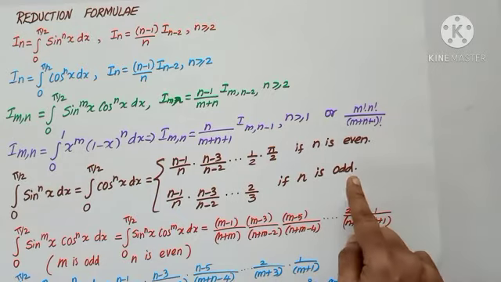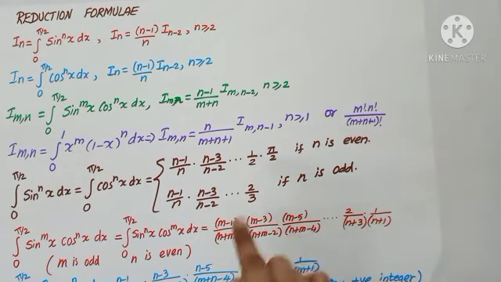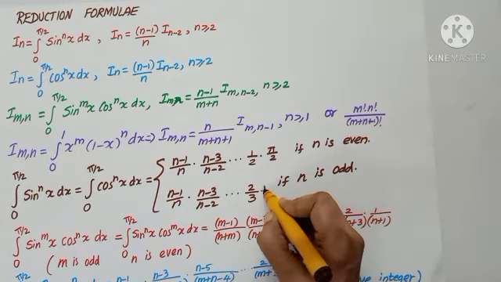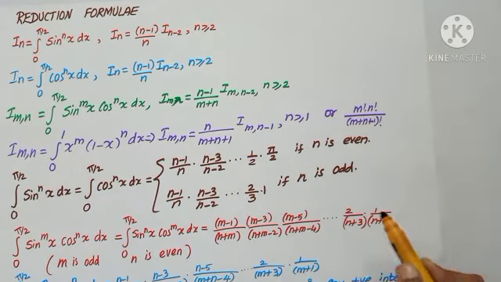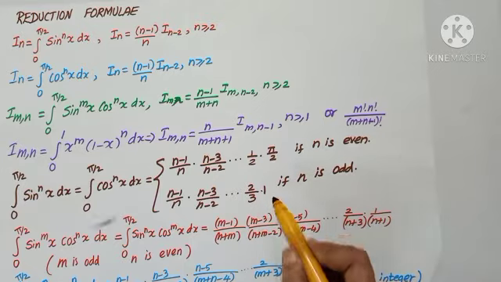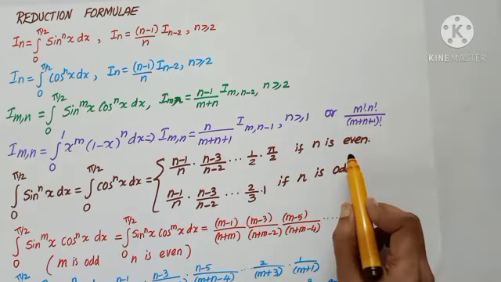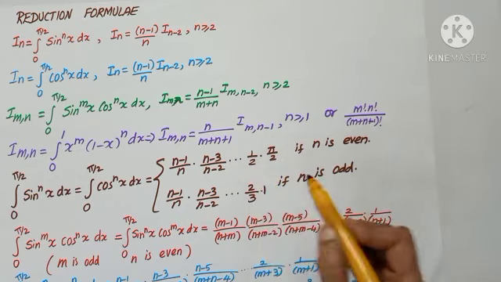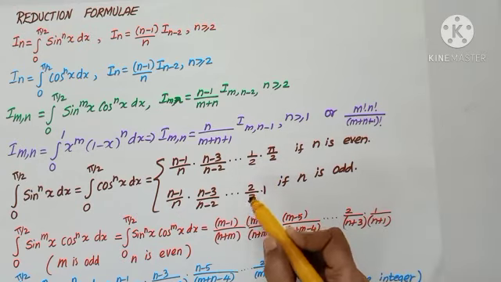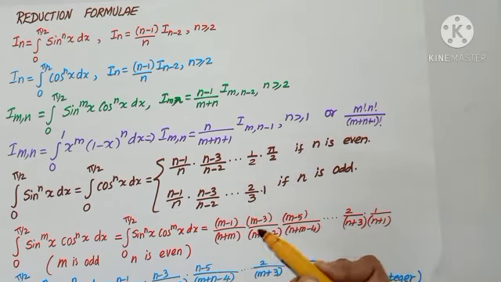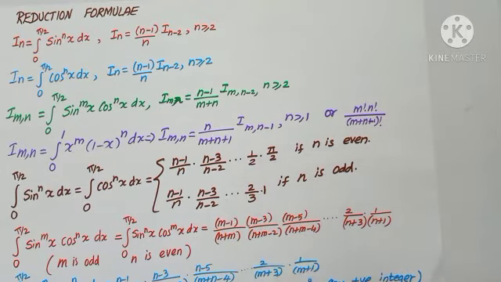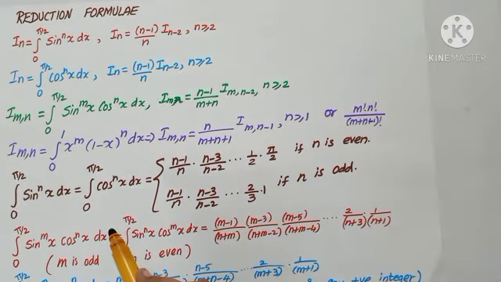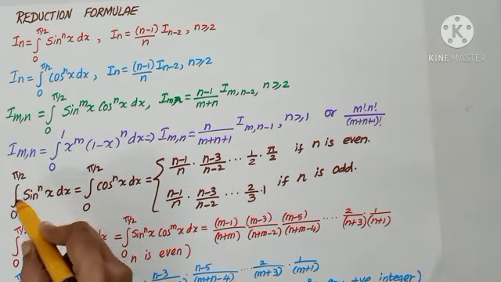If n is odd, we will stop with 2 by 3, and so we will write 2 by 3 into 1. So if it is even, I write pi by 2 extra. If it is odd, I just write into 1. Even numbers stop with 1 by 2. Odd numbers stop with 2 by 3. Now when we see the exercise, we will know how easy this is to remember. It is a very useful formula in higher powers of sine.